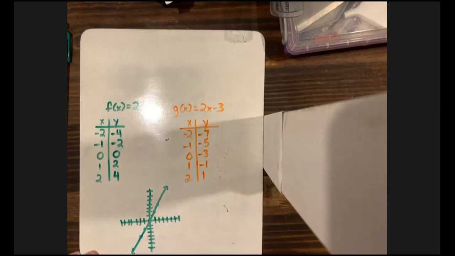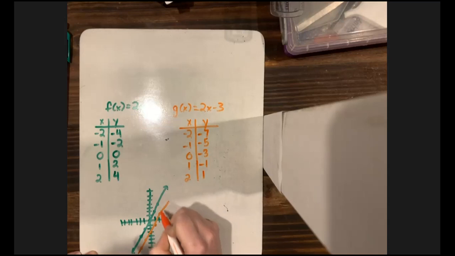They did ask us to put this on the same grid space, so we'll just go ahead and plot this. I've got -2, -7, so I count down 1, 2, 3, 4, 5, 6, 7, and that'll put us here. Then -1, -5 is going to be here. 0, -3. 1, -1 will be here. And 2, 1 will be here. Again, those look like they're in a nice straight line. So there's my grid space.